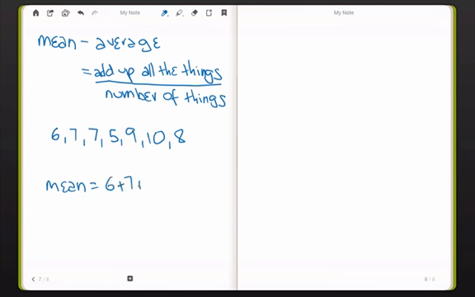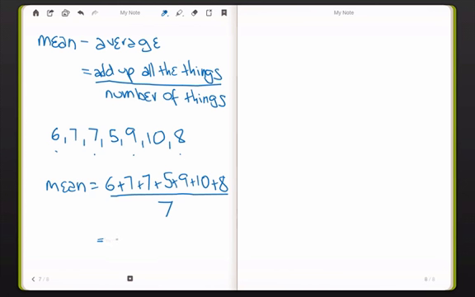6 plus 7 plus 7 plus 5 plus 9 plus 10 plus 8 divided by how many things there are. So there's 1, 2, 3, 4, 5, 6, 7. There are 7 things, okay? Then you just type that into a calculator and figure out what it is, okay? And that'll be your mean.